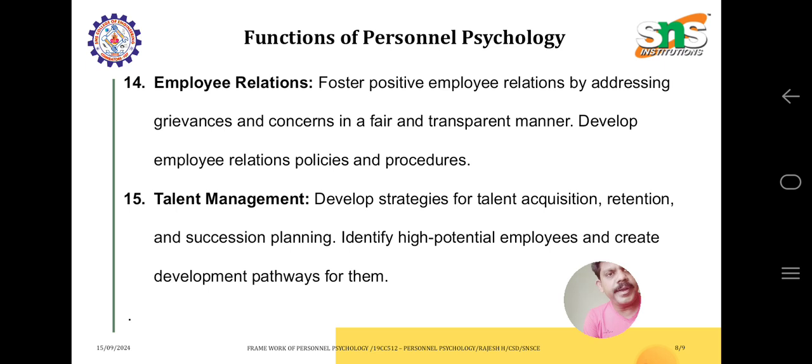The 14th point is employee relations, the well-being of employee relations. They create a positive environment among the employee networks that is transparent and fair. Also, talent management is a function of personnel psychology. They create strategies for talent acquisition, retention, and succession planning. They identify highly potential employees to give them a career graph in a very positive manner.